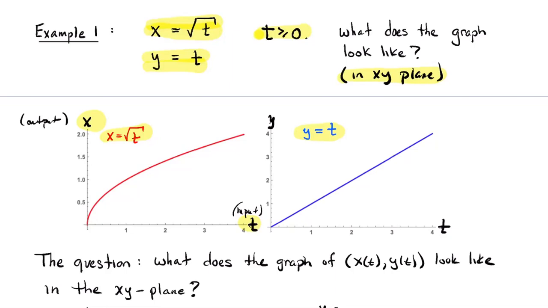But neither one of those pictures is a graph in the xy plane. I want to know, what does the set of points x of t and y of t look like in the xy plane? We could use this picture to do a little bit of investigation. If t is equal to 0, the equations tell me that x is 0, and so is y. Square root of 0 is 0, and 0 is 0. So I know one point, (0, 0), is on this graph.